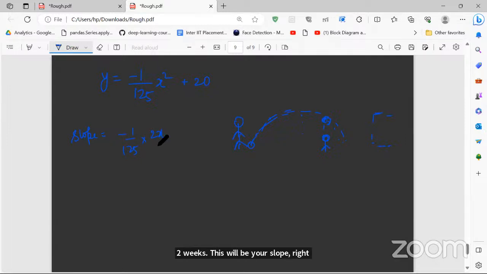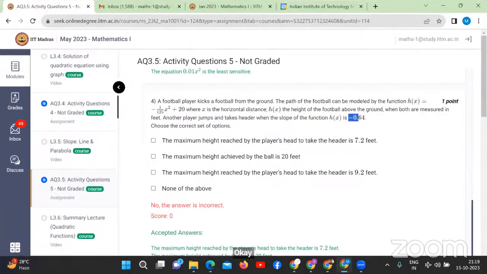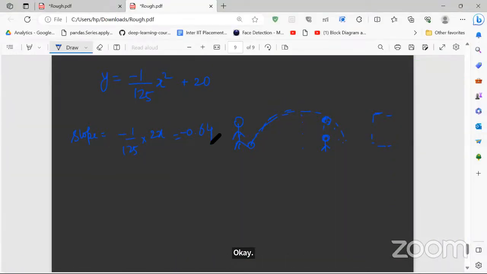Yes, sir. Okay. And then equate it to what? Minus 2 by 125x equals 0.64. So this x you can calculate, right? At this point, this player is having a header. So this ball was going and then this player came and did the header with his head. At this point, the slope value was given as 0.64.